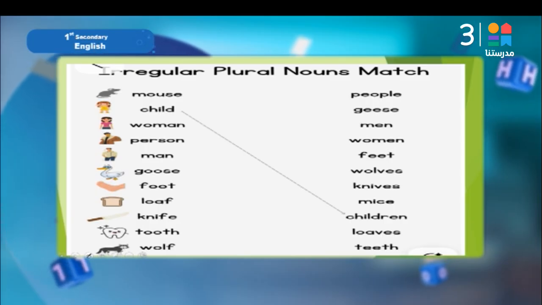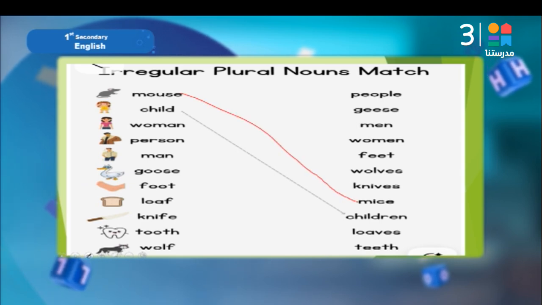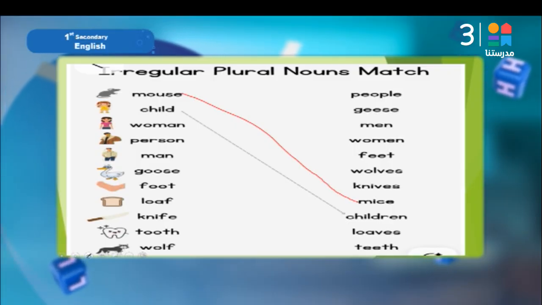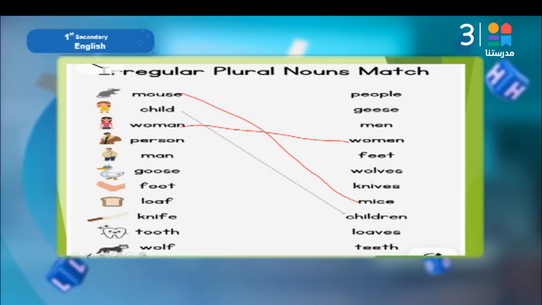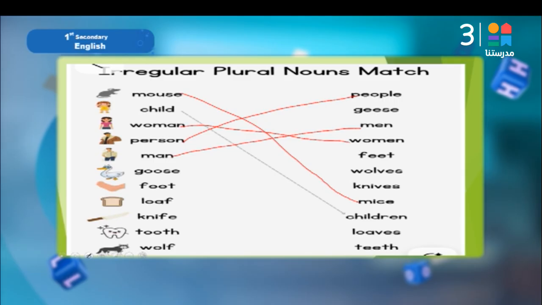What about mouse? I think we have done that in the previous slide. Yes, mice. Excellent. Woman. Yes, we always say it. Women. Strong women empower the world. Person. People. There are too many people out there. Man. We did this before. Men.